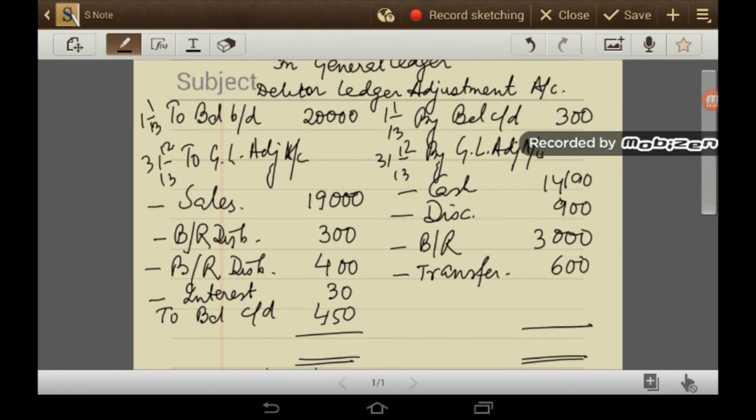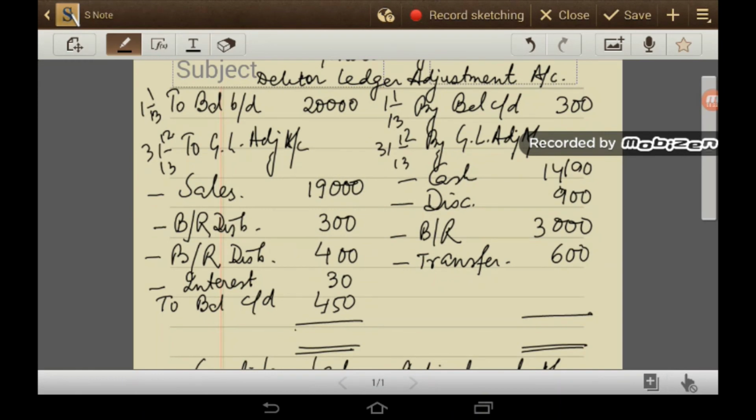And in debtor ledger adjustment, both side total is 40,180, and by balance CD will be 21,000. This is a balancing figure.